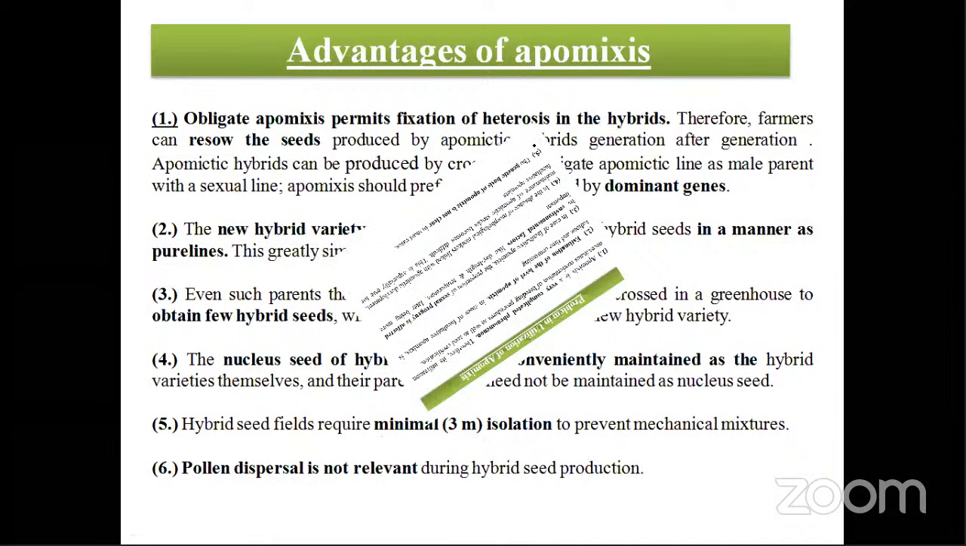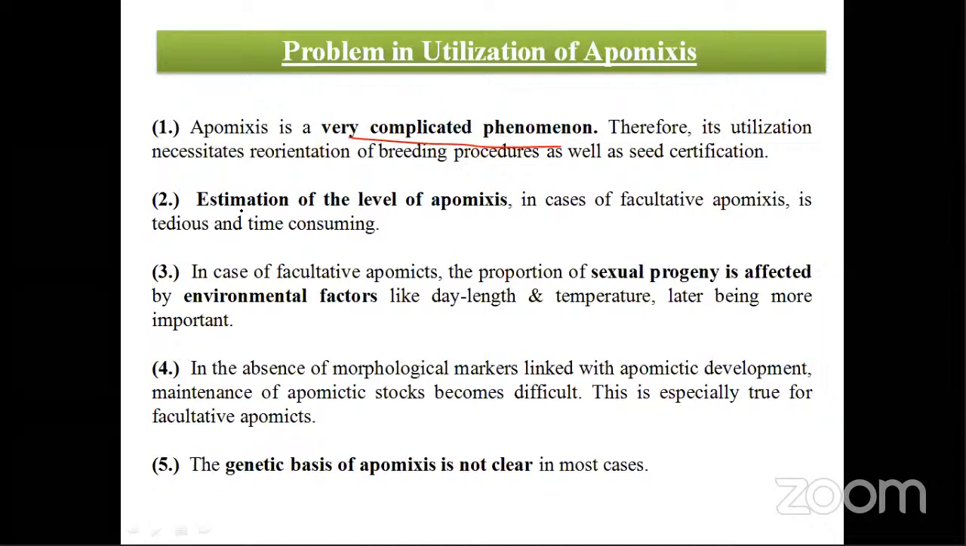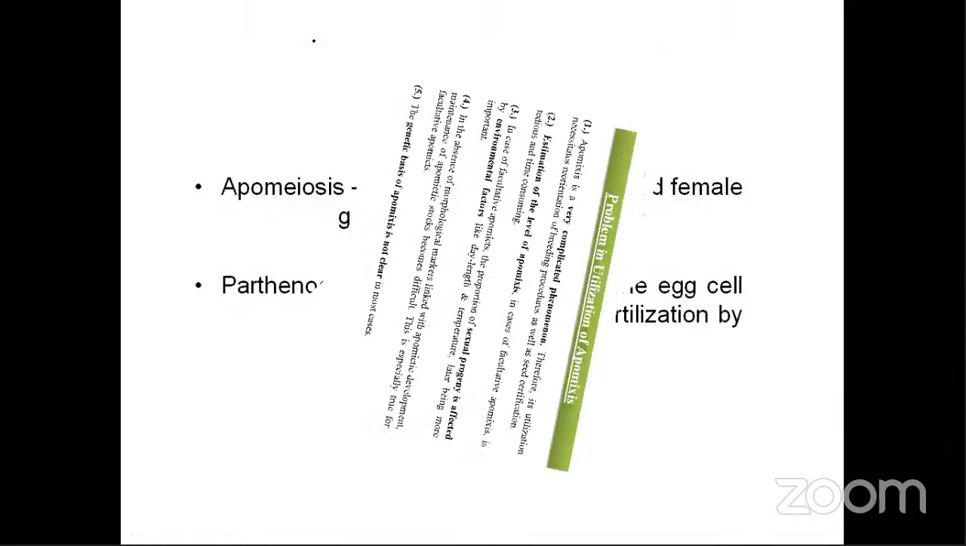Then it is a very complicated phenomenon, that is the biggest problem. And we don't have that much understanding of this apomixis. Then estimation of apomixis is a problem. It is not very clearly understood. Sexual progeny, sometimes facultative apomixis, will be affected by environmental factors, and the genetic basis of apomixis is not clear. Okay, so that's all about apomixis.